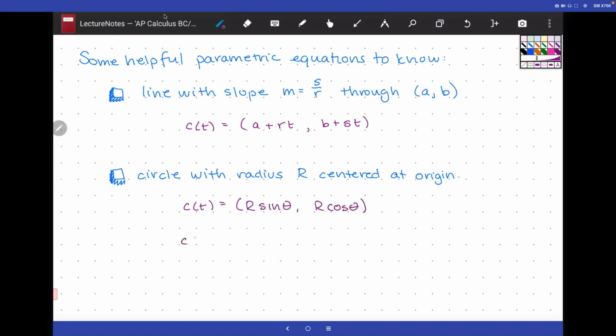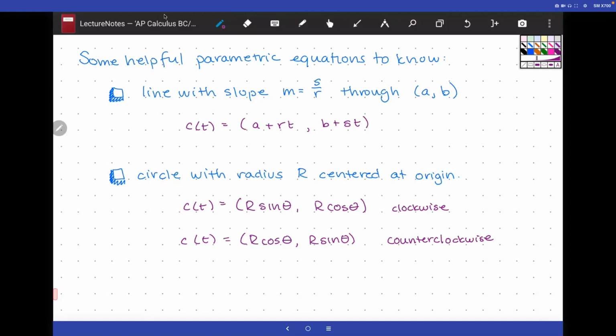And the other one is (r cosine theta, r sine theta). Anybody have an idea what the difference between these two might be? Direction of travel. Yep, one goes clockwise, one goes counterclockwise. The first one goes clockwise, and the second one goes counterclockwise. That's easy to figure out if you just plug in the quadrantal angles, 0, pi over 2, pi, and 3 pi over 2. You'll see the direction.